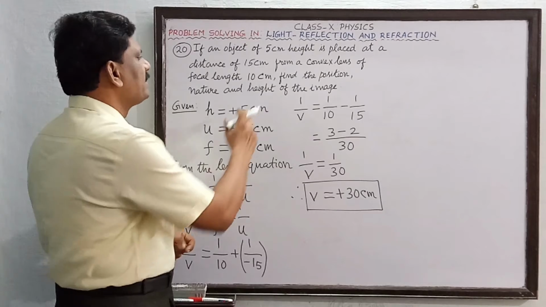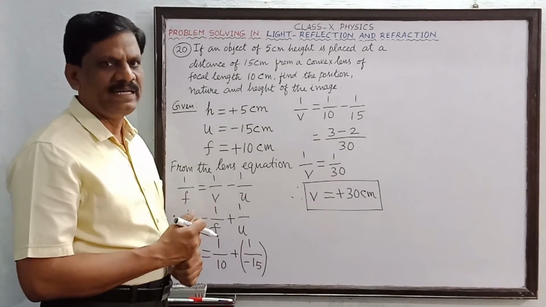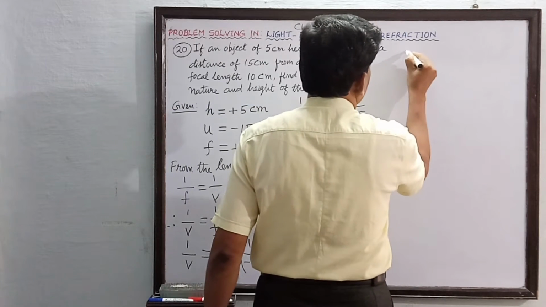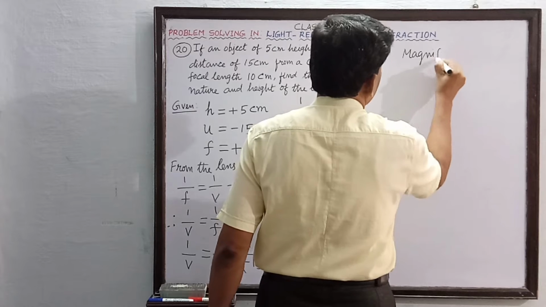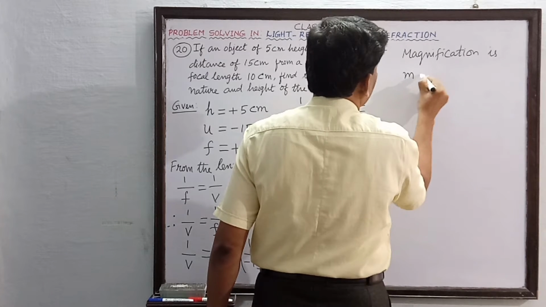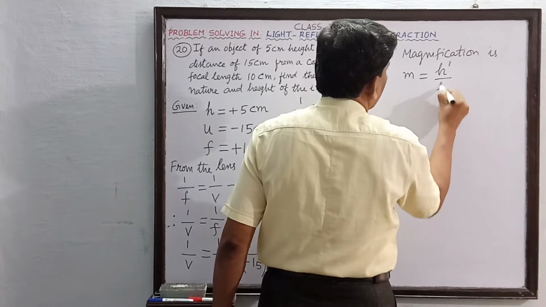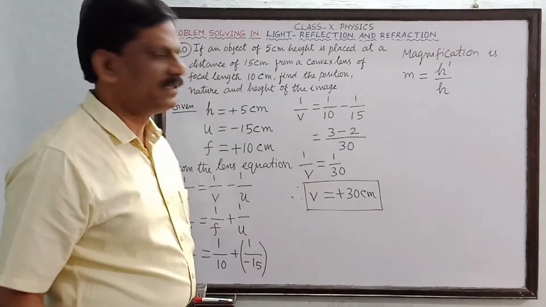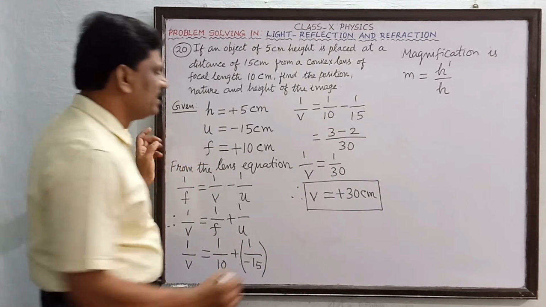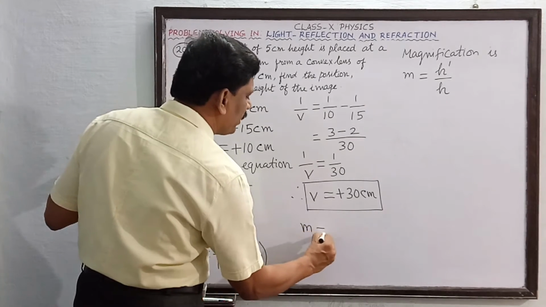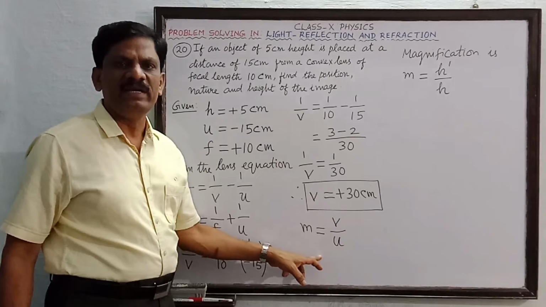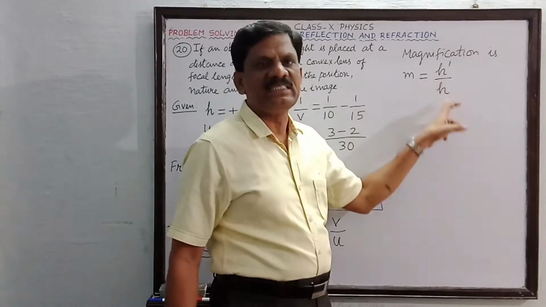Now what else is asked? The height of the image is asked. For that I am using the formula for magnification. What is the symbol for magnification? We have used small m. That is equal to image height divided by height of the object. This magnification can also be derived from this equation. So m is also equal to v divided by u, and it can also be written as h dash by h.